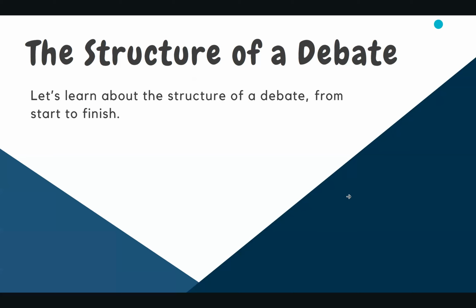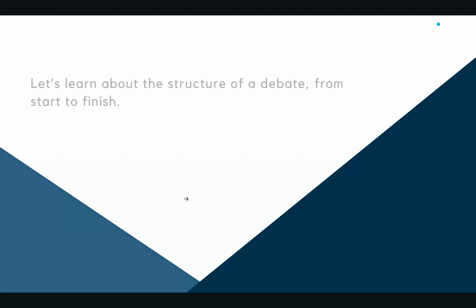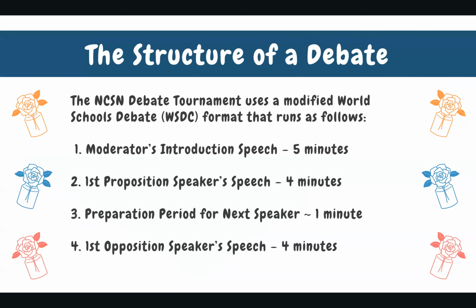In between each substantive speech, we give a 1-minute preparation period for the next speaker, to give them a chance to finalize any rebuttals they wish to write, make sure all the arguments are fully prepared, and get ready to speak. Then we have the first opposition speaker. Again, preparation period. A second proposition speaker, preparation period. Second opposition speaker, preparation period. Third proposition speaker. Each break is 1 minute and each speech is 4 minutes in length. Final preparation period. And then we have the third opposition speaker's speech, 4 minutes.